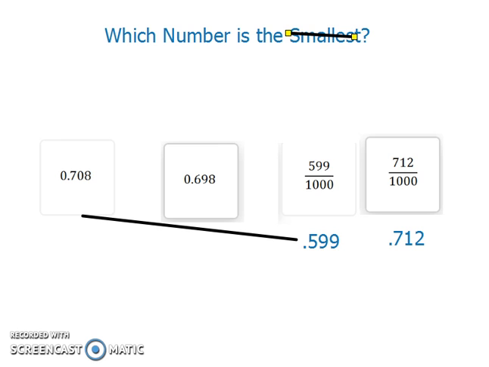Let's look for the largest number. Okay, we've got point, and once again we look at our tenths column. What number has the largest value in here? This one's a 7, this one's a 6, this one's a 5, this one's a 7. So we've got two numbers that could possibly be the largest. So now we need to go into our hundredths column and look at the value. Which has the largest value? This one has a 0, this one has a 1. So over here, 0.712 has the largest value.